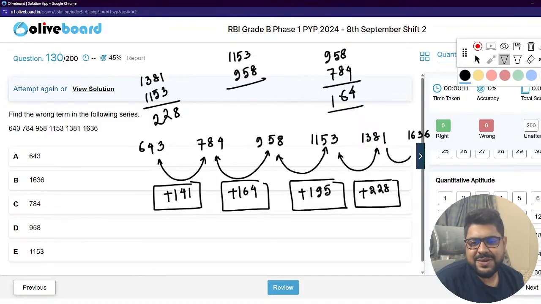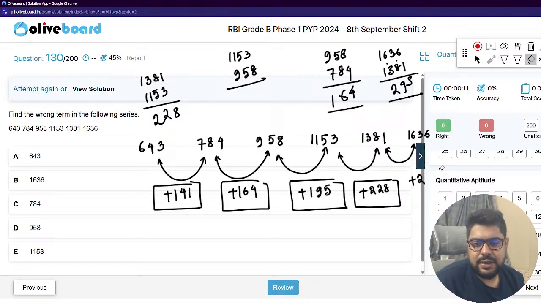आ गया, sir, almost. But still, for everyone's sake, let's do this. 1381, sir. This is 5, this is 9, this is 4, this is 4, this is 2. 295, sir. Sorry. 295. I'm just writing over here.